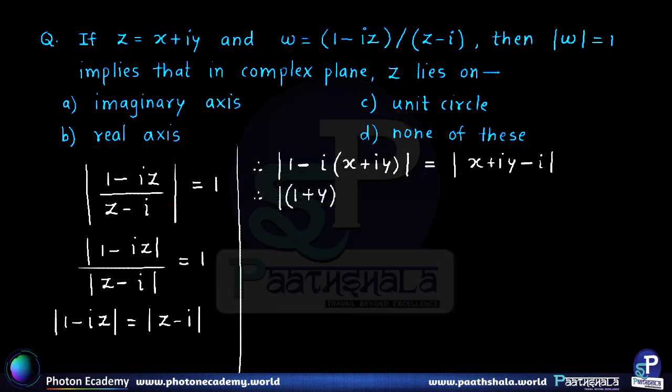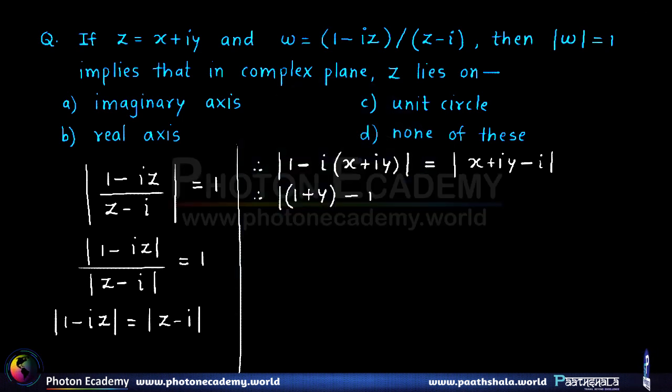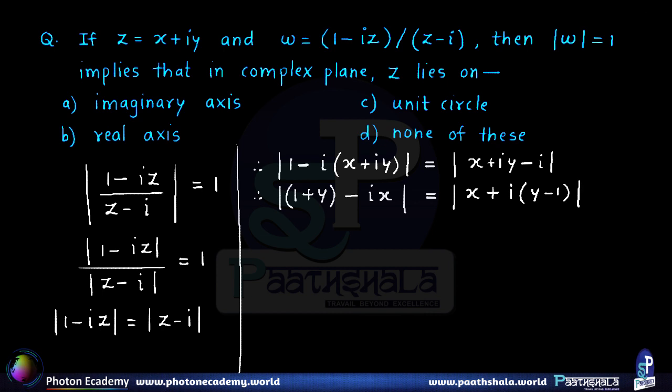Now just to remind ourselves, since x plus iy is the complex number, as per terminology x and y are the real numbers themselves. So here we have 1 plus y as definitely the real part, and from here we subtract ix, which is the imaginary part. Now in the second number we have x as the only real part, and from the remaining two terms we take i common and write y minus 1, that's the imaginary part.